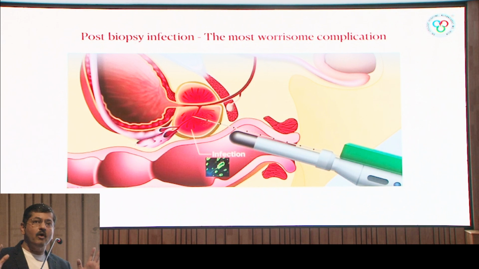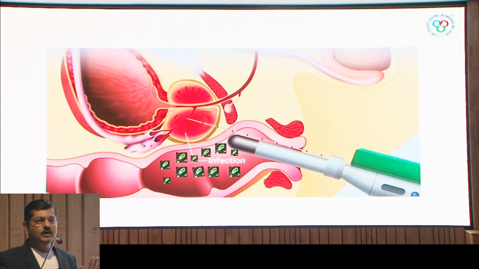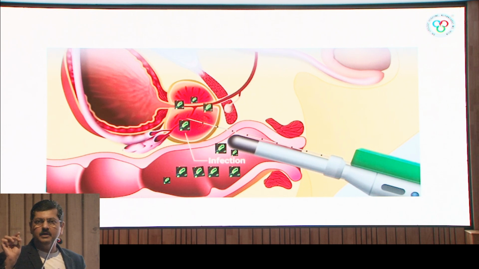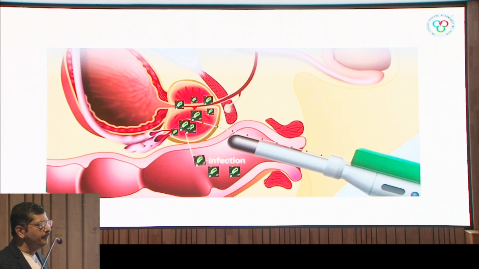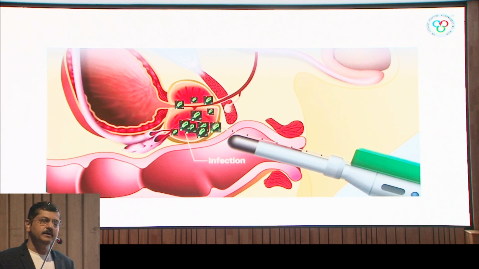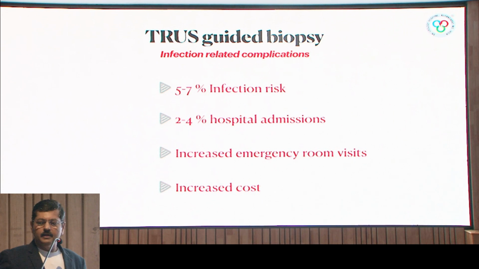But the most important worrisome complication of transrectal prostate biopsy is infection. The coliform bacteria which are there in the rectum will all enter the prostate with each passage of the needle from the rectum into the prostate. This is what happens when we do a transrectal biopsy, and this is the most worrisome complication, because although the risk is low, 5 to 7%, there are 2 to 4% hospital admissions, many emergency visits, and it increases the cost to the patient.